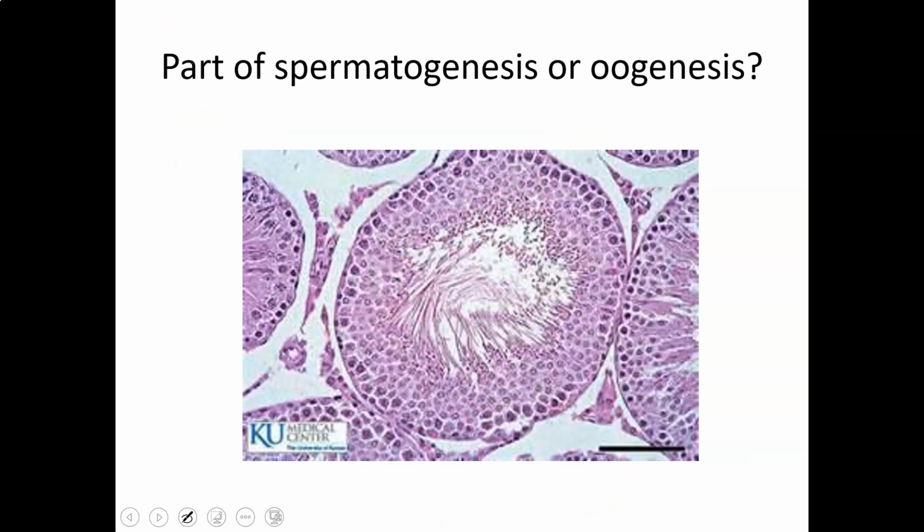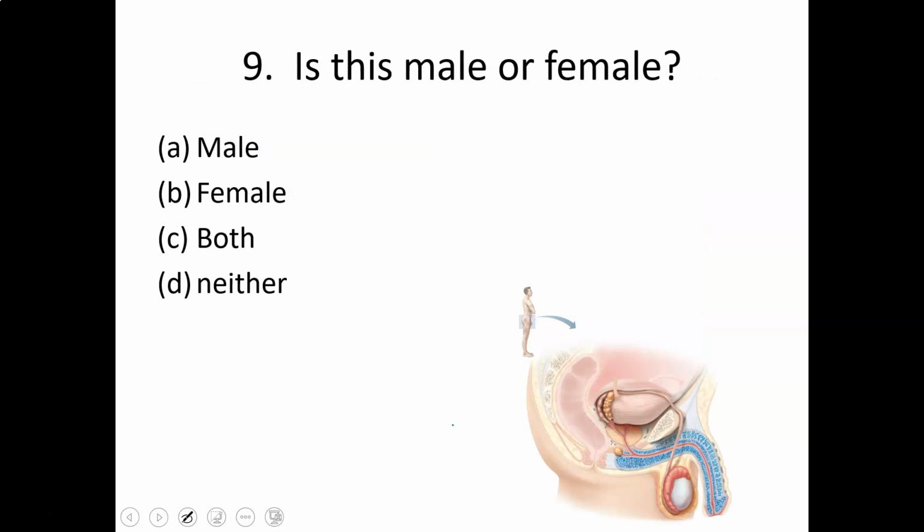So there you go. Okay. So just questions to ask after the fact. Is this picture showing you spermatogenesis or oogenesis? Well, hopefully you recognize that the picture is of a seminiferous tubule, which means we're in the testes doing spermatogenesis. And so that's what's happening there.